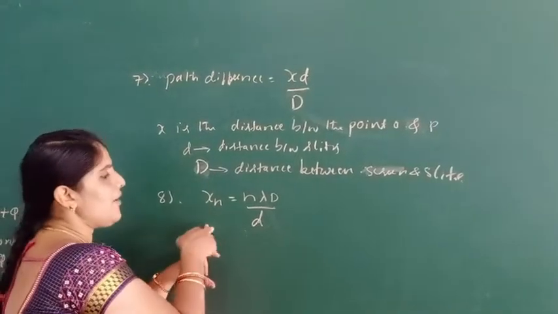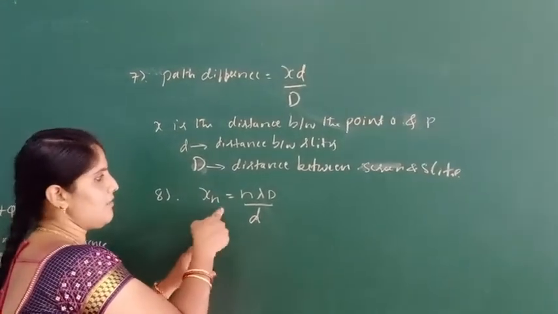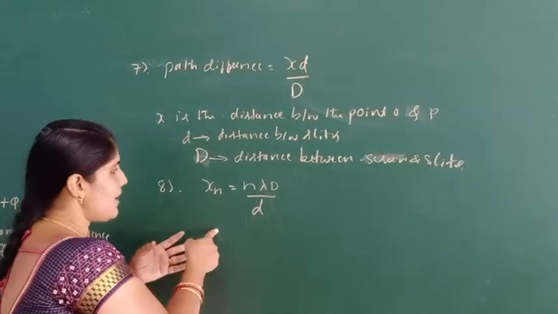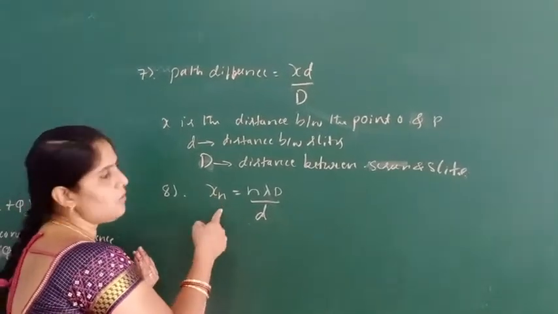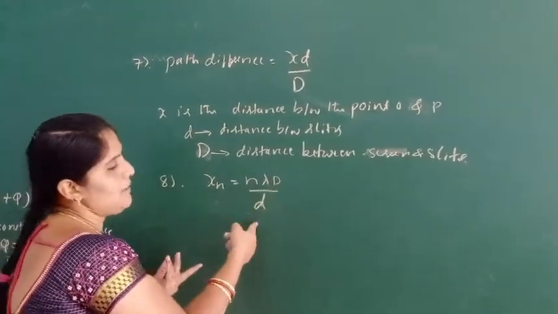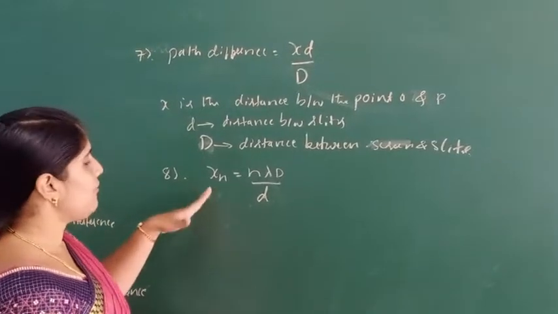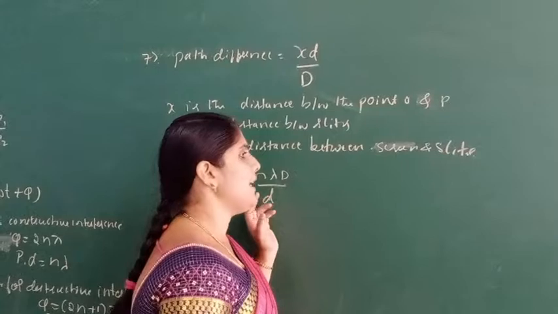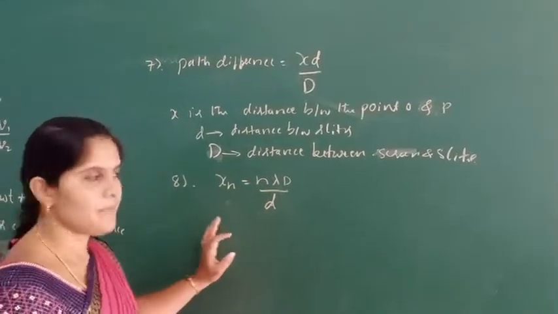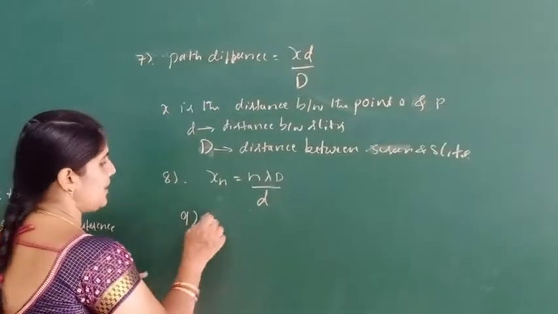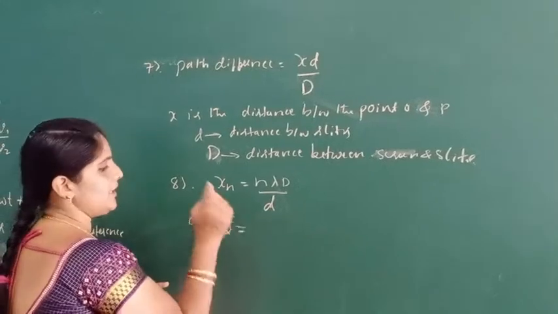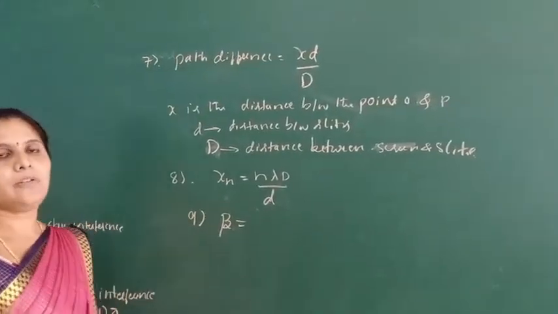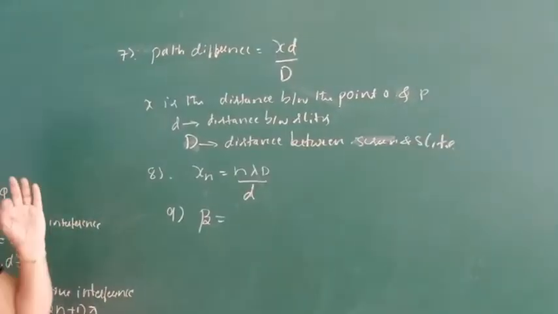For first bright fringe, n becomes 1, that is x1 is equal to lambda D by d. For second bright fringe, n is equal to 2, so x2 is equal to 2 lambda D by d. And for third bright fringe, n equals 3, that is x3 is equal to 3 lambda D by d, and so on. Okay. Next, fringe width, that means width between any two consecutive bright fringes, or any two consecutive dark fringes is known as fringe width.